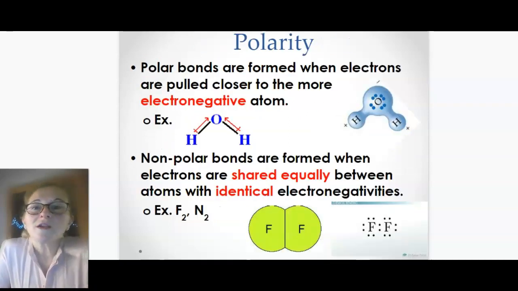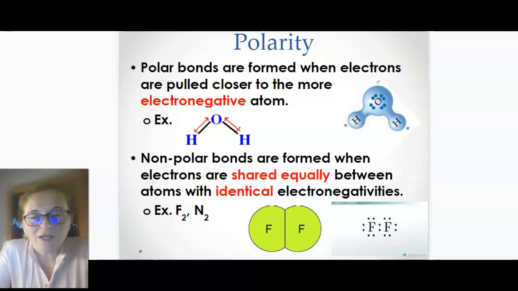So polarity forms when electrons are pulled closer to one atom more than another atom, and the electrons are going to be pulled closer to atoms that have higher electronegativity. So if the electronegativity is the same, then they're going to share it equally. If it's unequal electronegativity, then they're going to share it unequally.